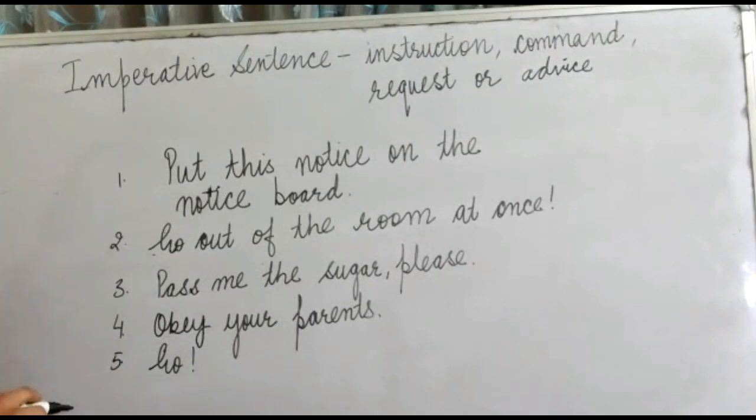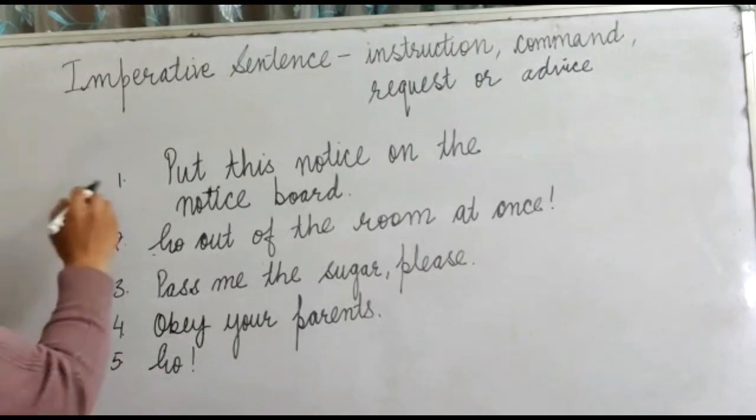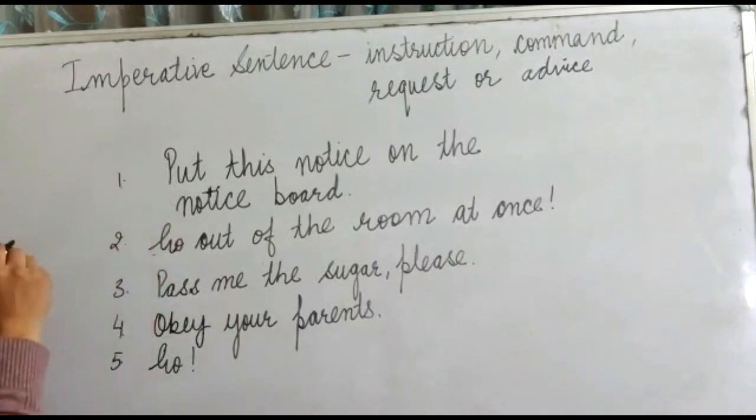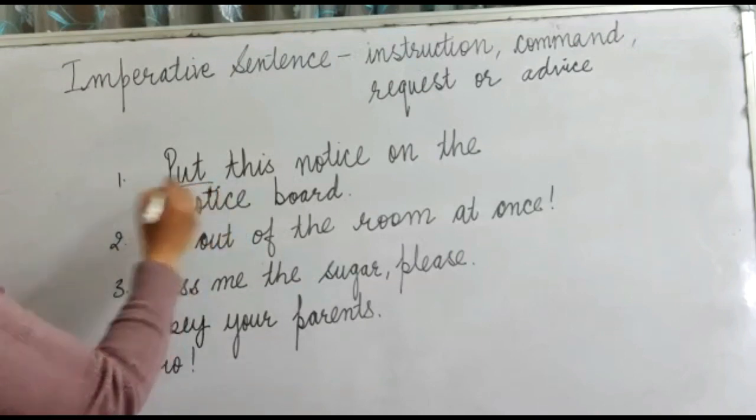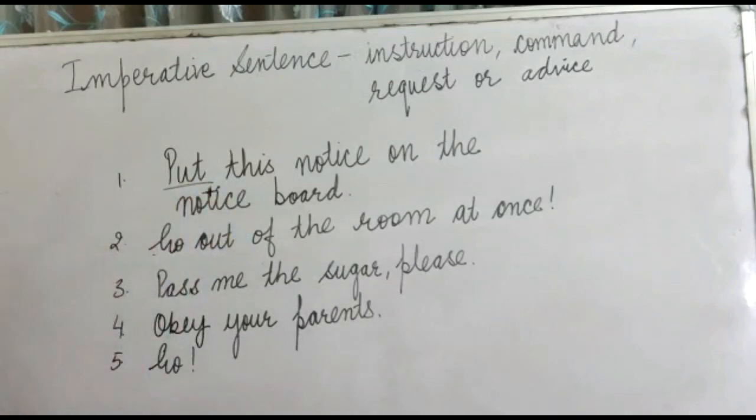Let's see how. But before that, let's find the verbs in the given sentences. The first sentence is, "Put this notice on the notice board." The verb here is put. The next sentence, that is, "Go out of the room at once." The verb here is go. The next sentence, that is, "Pass me the sugar, please." We know the verb here is pass. And the next sentence, that is, "Obey your parents." The verb here is obey. The last sentence, "Go." It is just a verb.